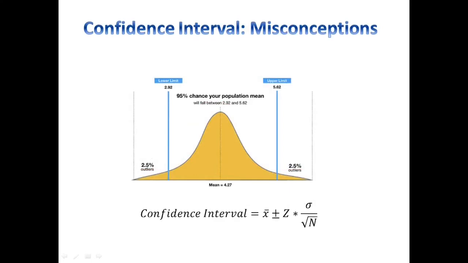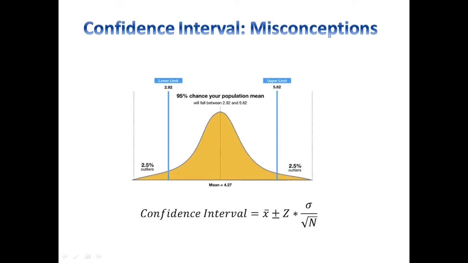Suppose we are trying to find the population mean of a variable x. We have taken many samples and the sample mean of variable x is 4.27. Now after plotting the sample data and using a 95% confidence interval, we get the lower and upper limits as 2.92 and 5.62 respectively.